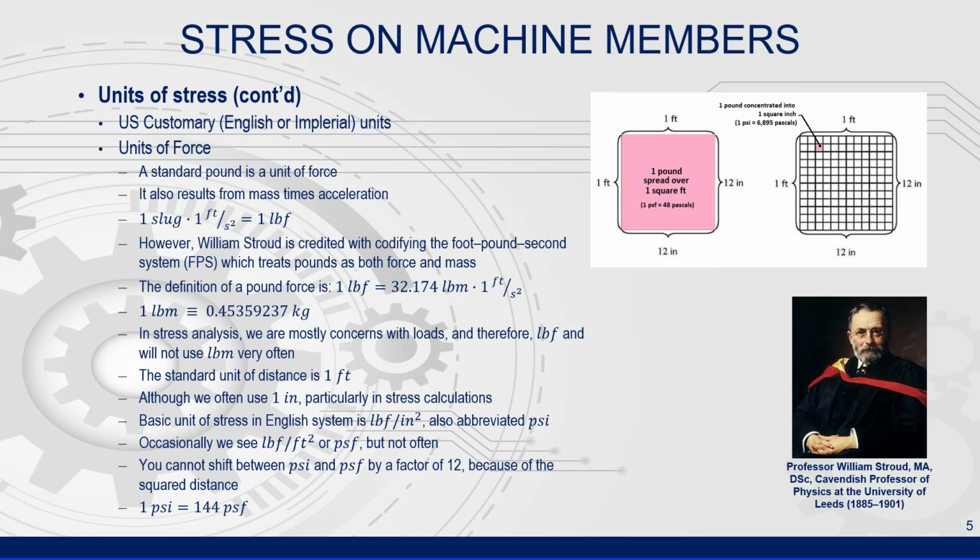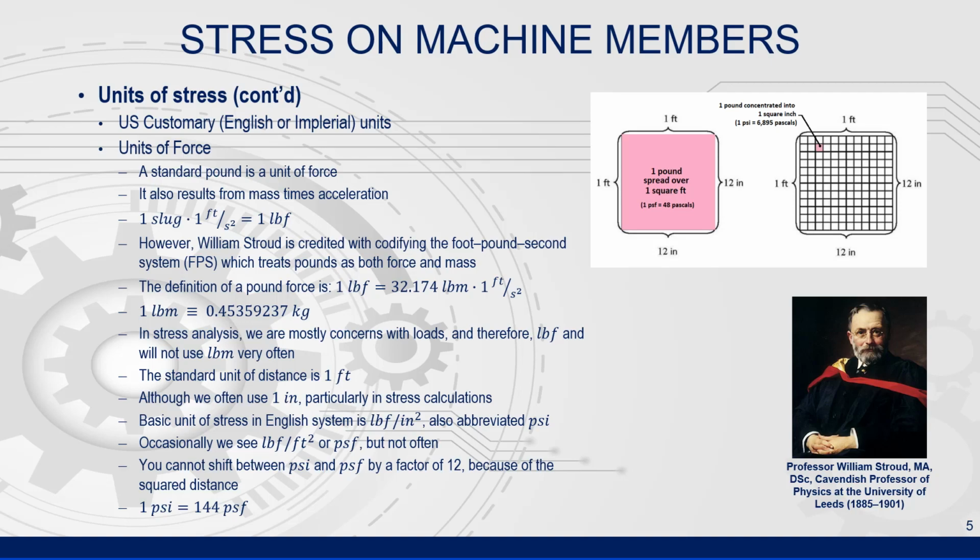In the U.S. customary system of measurement, the pound is the standard unit of force. In the most basic system, the slug is a unit of mass, and the unit of acceleration is foot per second squared. Thus, 1 slug times 1 foot per second squared equals 1 pound.